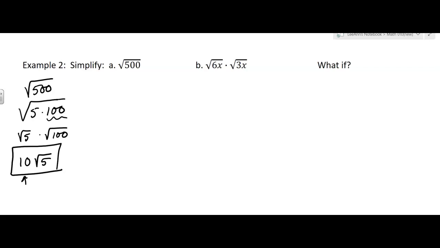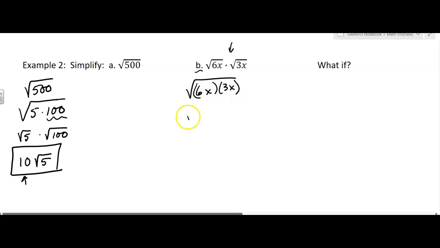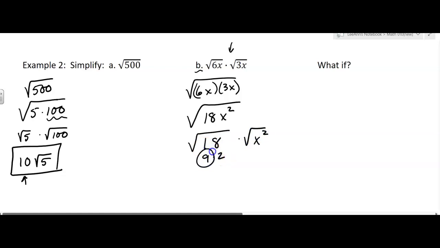Okay, now let's look at the next one. We have multiplication going on between these two square roots. I can't take the square root of 6x, I can't take the square root of 3x, but I can put them together. So what's 6x times 3x? Then I can say, well, that's 18x squared. So how does 18 split up? Well, I could do two things here, but 18 is 9 times 2, right? So I can take the square root of 9.